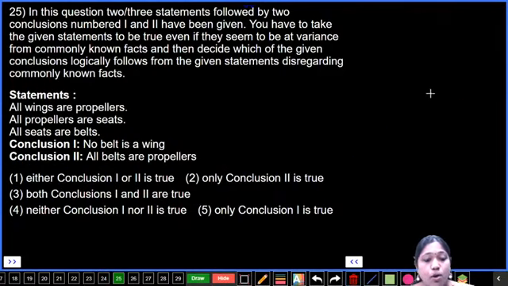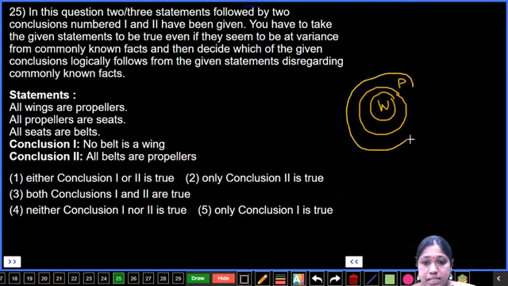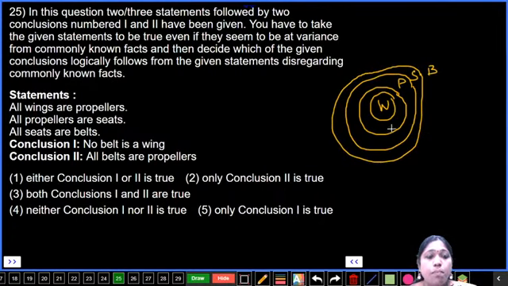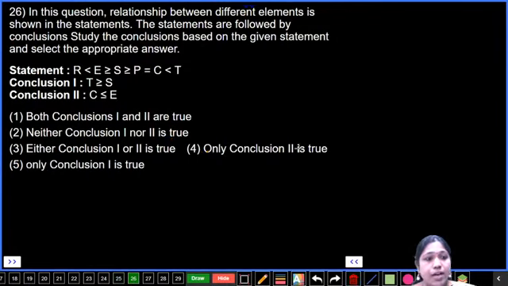The last question of the set: all wings are propellers, all the propellers are seats, all the seats are belts. Now see the conclusions. No belt is a swing. It is not considered. All the belts are propellers. This is also false. Neither of them is true. Option number 4. And then we are having coded inequalities.